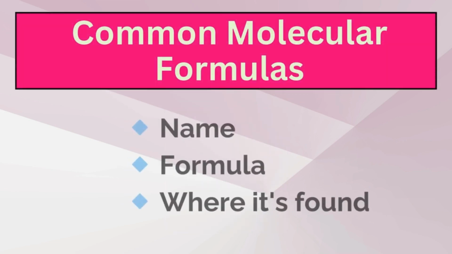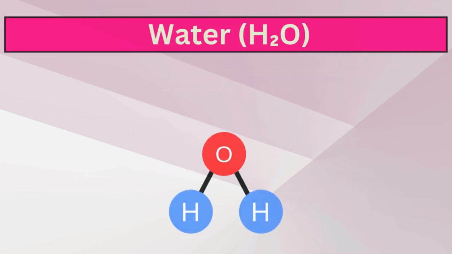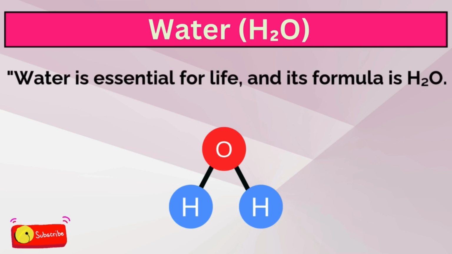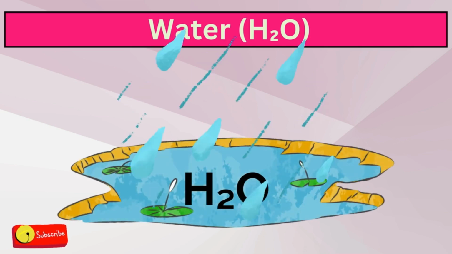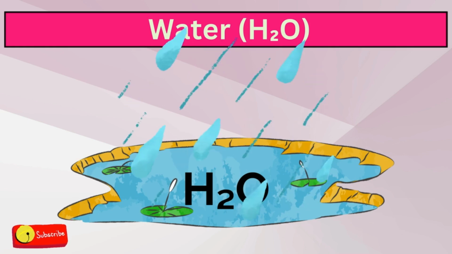And now we are here on common molecular formulas. Each molecule will have a name, a molecular formula, and where it's found. Now look at water. Water is essential for life and its formula is H2O. This means every water molecule contains 2 hydrogen atoms and 1 oxygen atom.